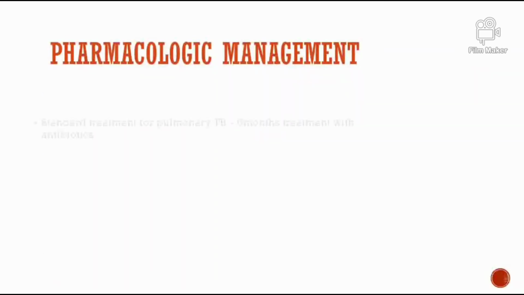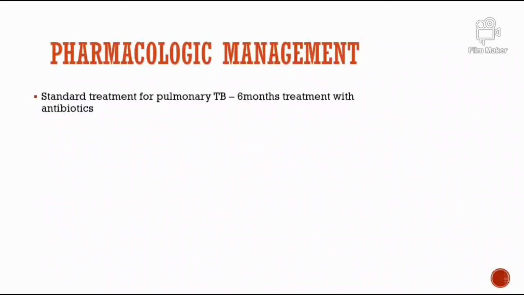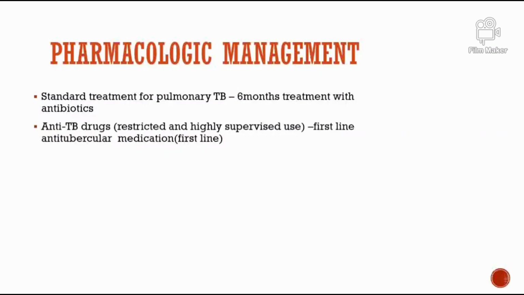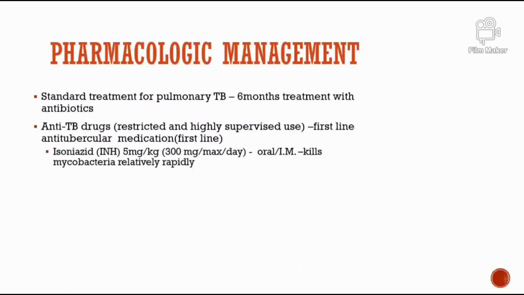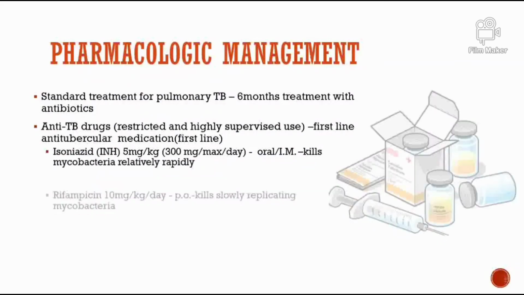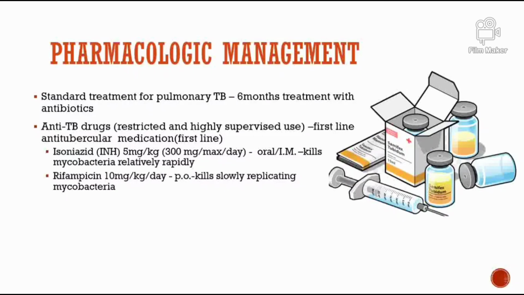Then the pharmacological management: standard treatment for pulmonary TB is a 6-month treatment with antibiotics. The anti-TB drugs have restricted and highly supervised use. These are the first-line anti-tubercular medications. Number one is isoniazid, which is taken orally and intramuscularly and kills mycobacteria relatively rapidly. Next is rifampicin, which is taken orally and kills slowly replicating mycobacteria.